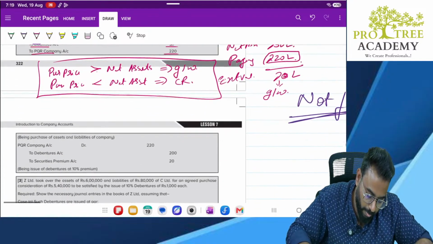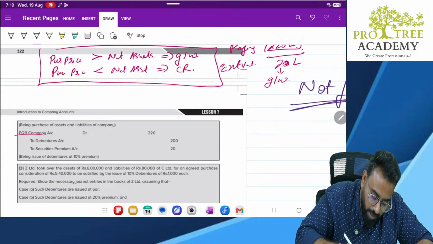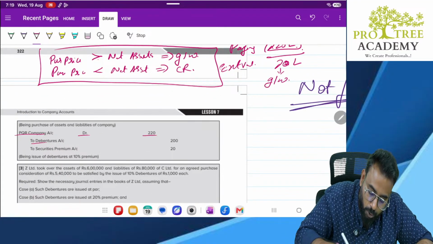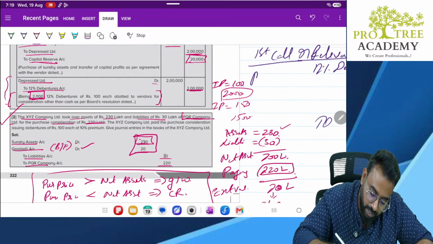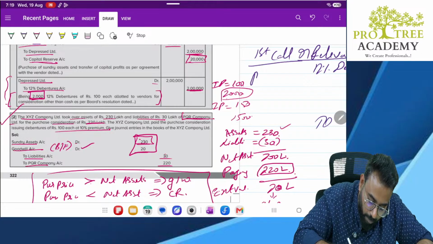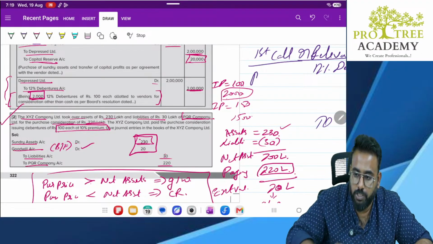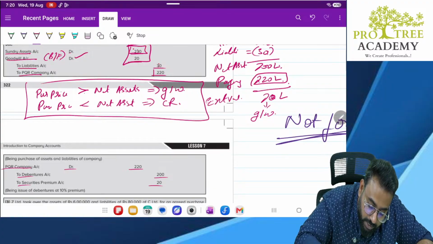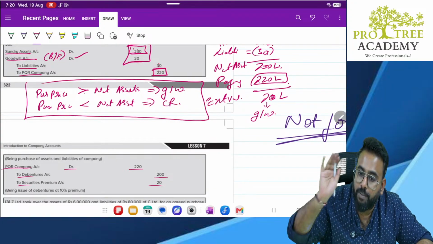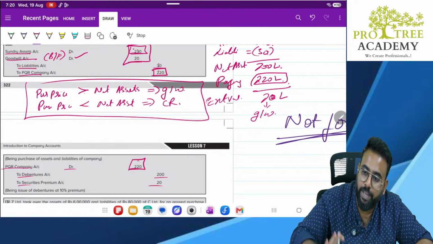Clear? Next, when we issue the debentures, PQR Limited debit 220, to debentures 200, to security premium 20. Now, why here 20, sir? Because see here, issued at a premium of 10%. Now it is very important. See here, how much am I paying? 220 only. Here also 220 only I am paying.